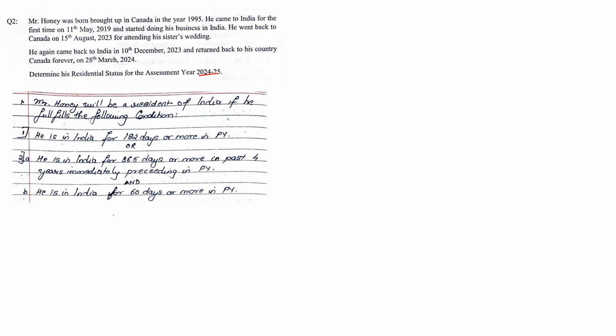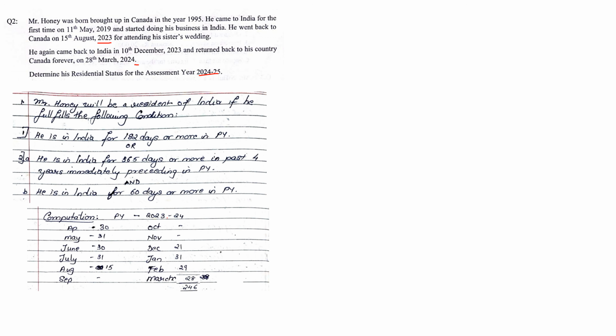Now based on the computation, remember we have to take the year 23-24. He came in 2019 and was in India since then till 15th August 23. We want from 1st April 23 to 31st March 24. That is our previous year. So you have to calculate the days in between those periods. So the computation is for 23-24, from April to March.